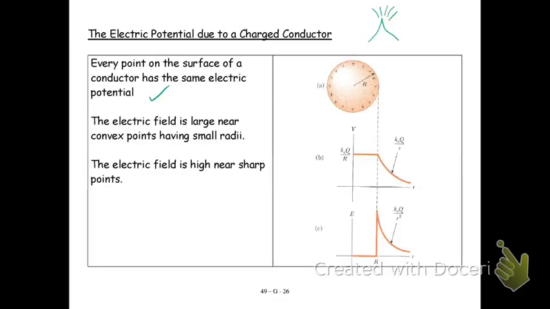That's what that's saying. If I look at my potential, what I see is that inside, my potential is constant, and then it falls off as an inverse relationship. And for my electric field, as said before, the electric field is 0 inside, and it falls off on the outside as an inverse square. KEQ over R.